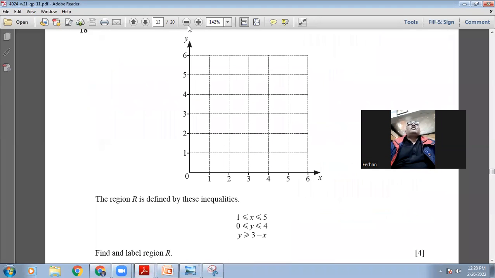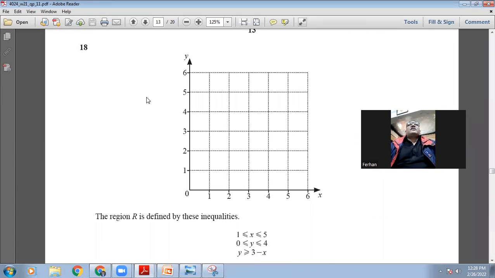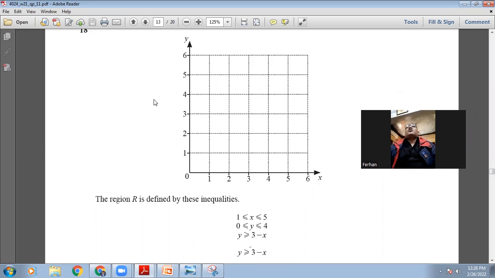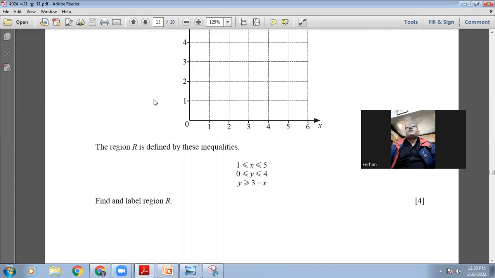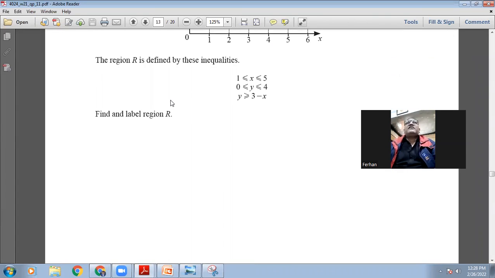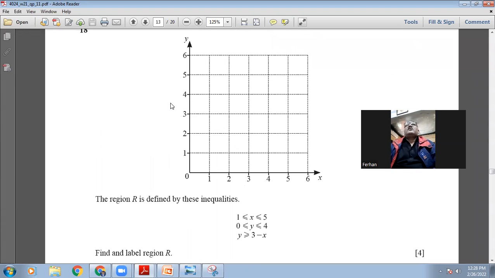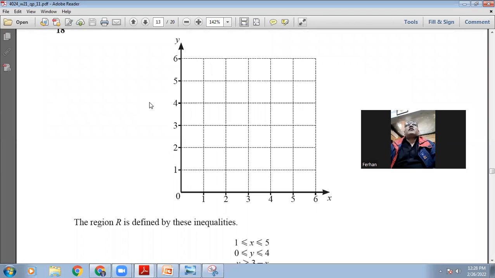here we go. Let me reduce the size so you can see the whole thing. Here we have question number 18 showing up. The region R is defined by these inequalities. So what we have to do? It's a 4-mark question. He says find and label the region R. Okay, so let me show you. Let me increase the size.